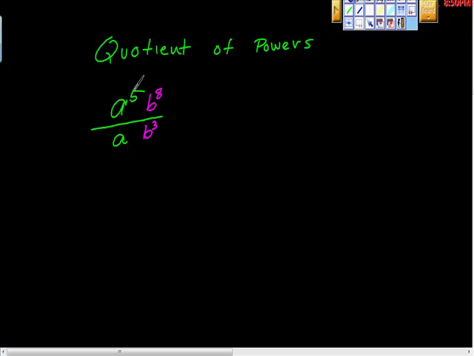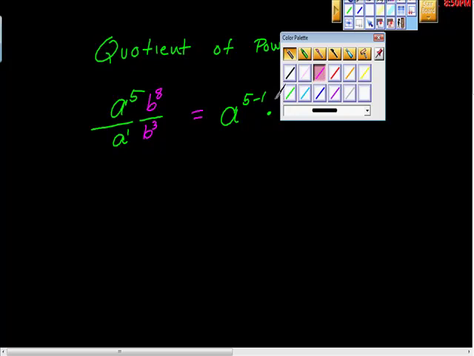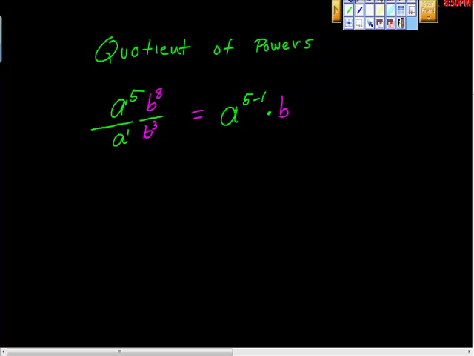So this would be just one problem in one color, but I'm seeing it in 2 colors because I'm going to look at this as two separate problems. I'm going to do a to the 5 minus 1, because remember this is the first power, isn't it, times b to the 8 minus 3 power, which would give us a to the 4th power, b to the 5th power as our answer. All right? Okay. Good job.